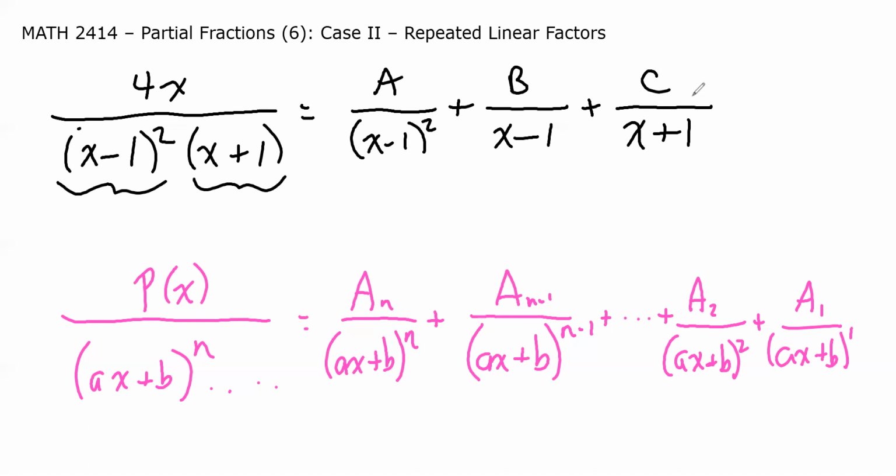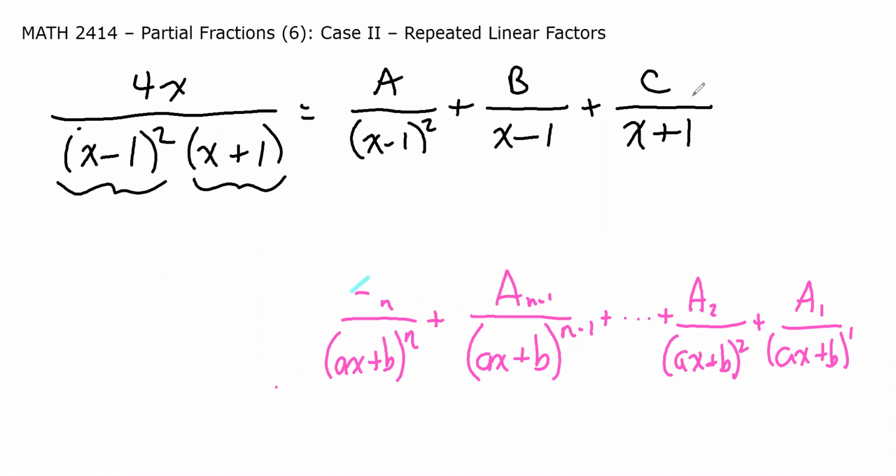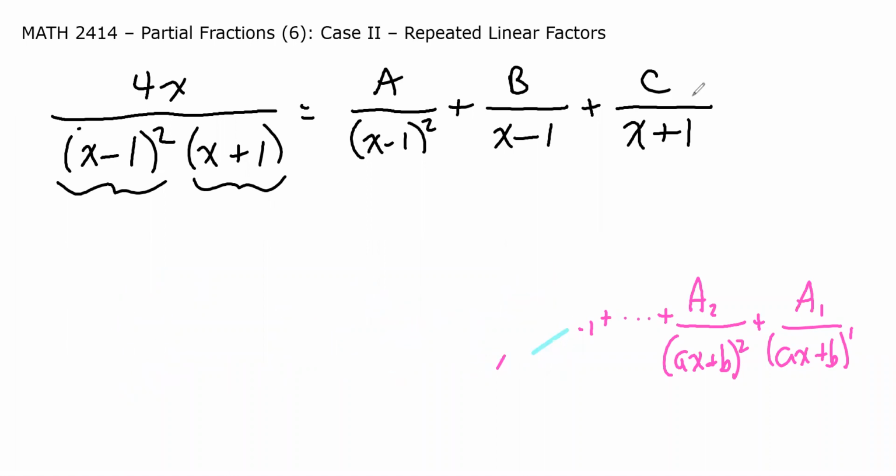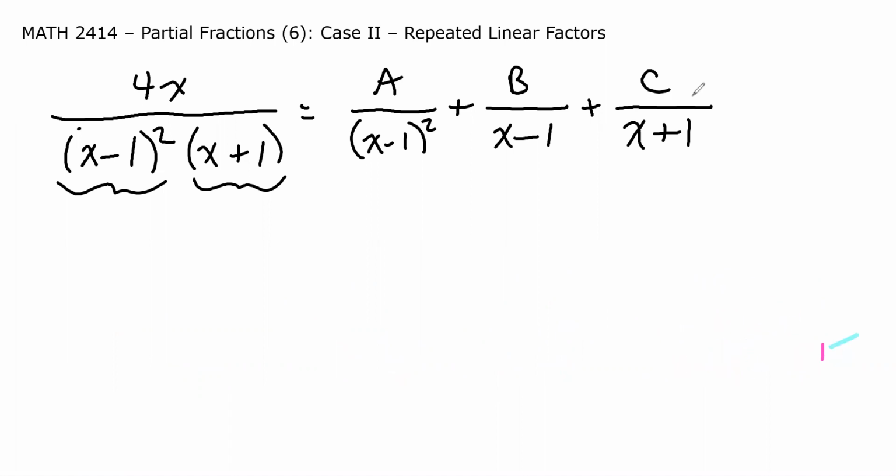All right, so it's really not that much different than setting up a partial fraction decomposition for a rational function whose denominator has unique linear factors. Just keep in mind that whatever power is on that linear factor is how many partial fractions we'll set up for it, starting with the power that it has and eventually working your way down to the first power.